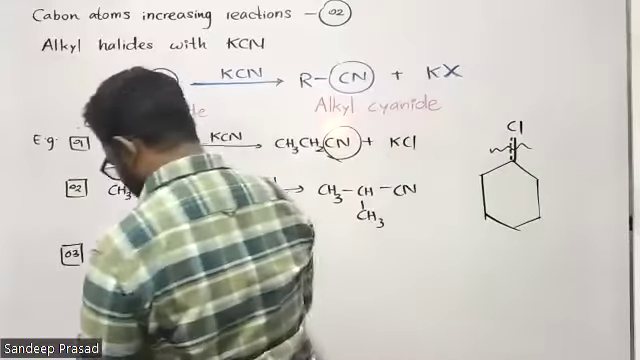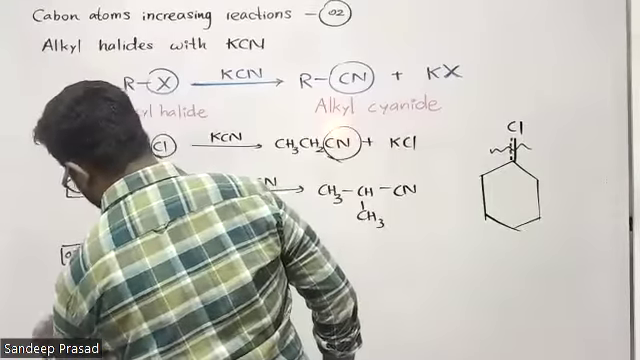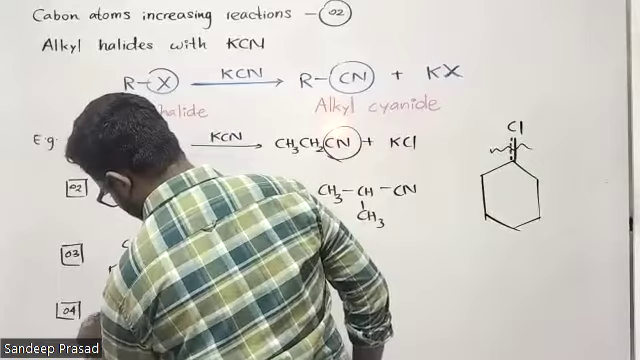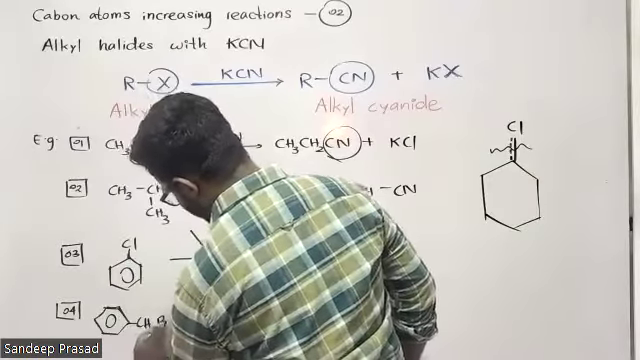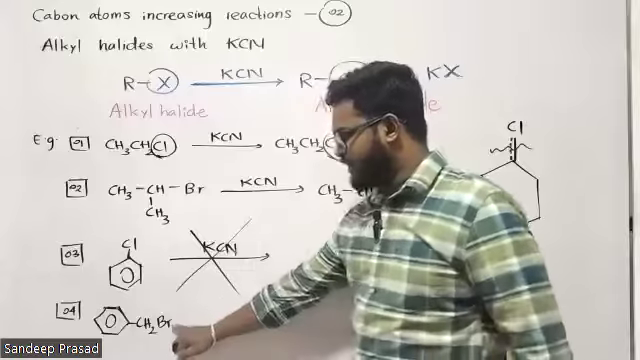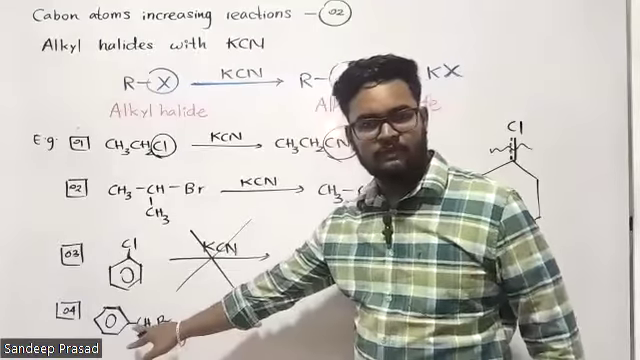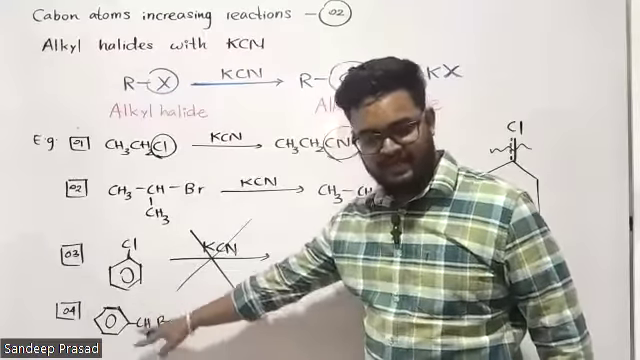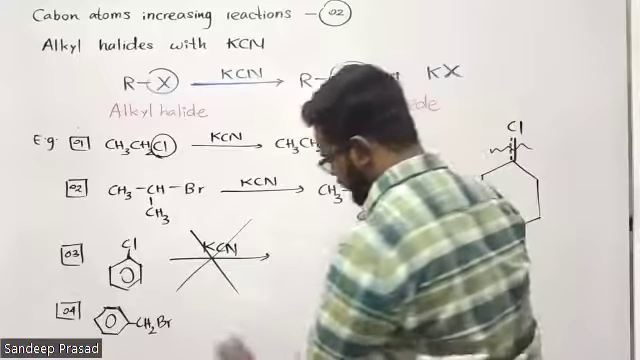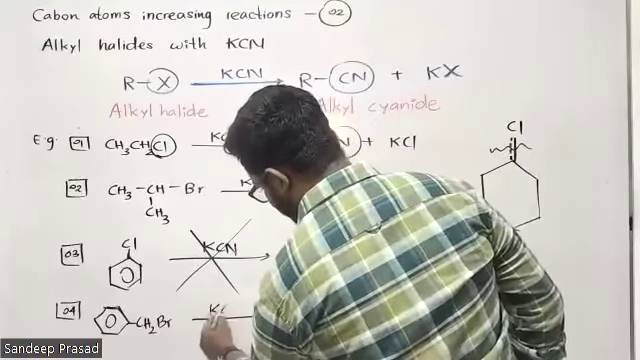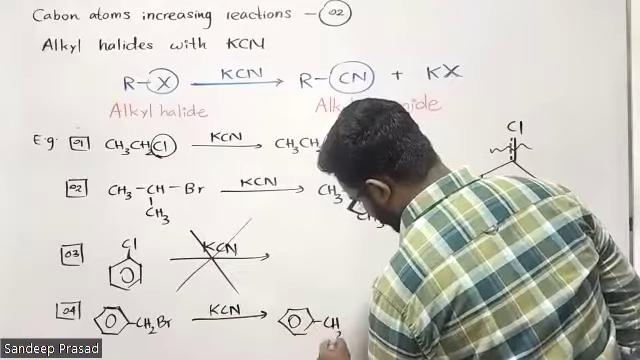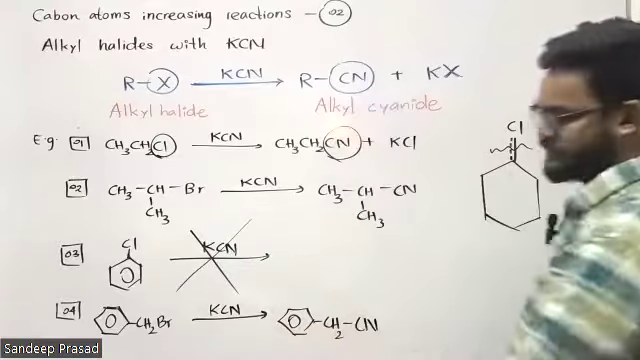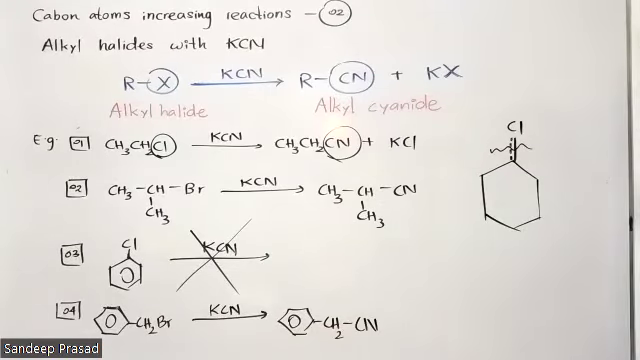Right? What about this one, number 4? What about this CH2Br? This is okay because this bromine atom is not directly connected to the benzene ring. So therefore, by adding KCN, this can be easily replaced with cyanide. Doesn't matter. CH2Cl. Number 4. Right?